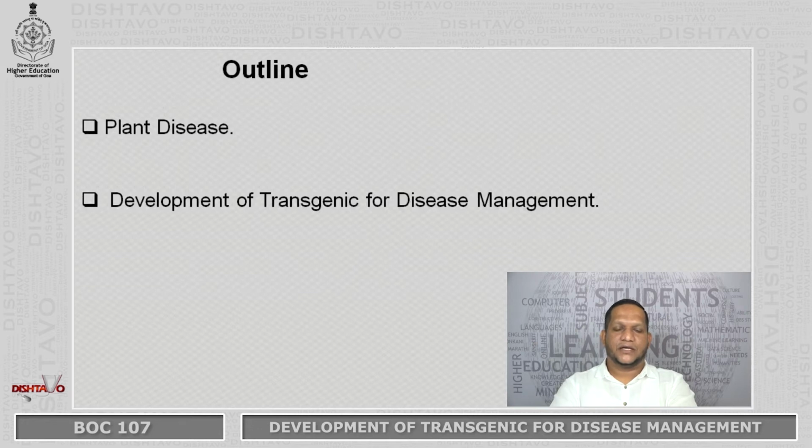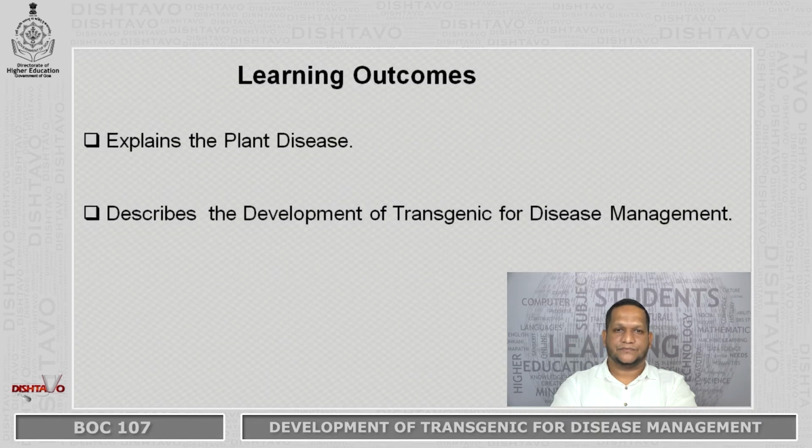Coming to the outline, in this module we'll be discussing plant disease and the development of transgenic for disease management. At the end of this module, students will be able to explain plant disease. They will also be able to describe the different developments of transgenic for disease management.